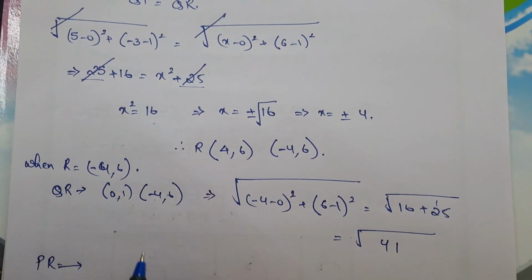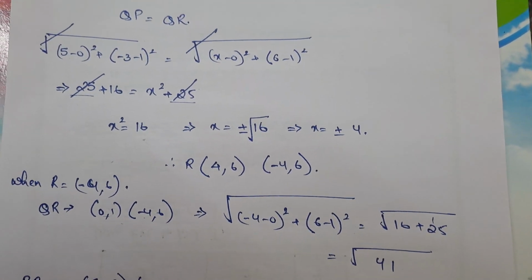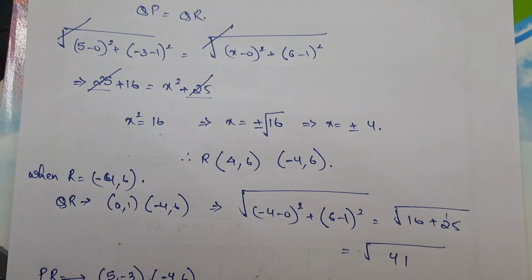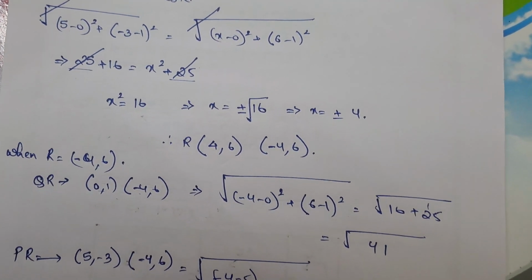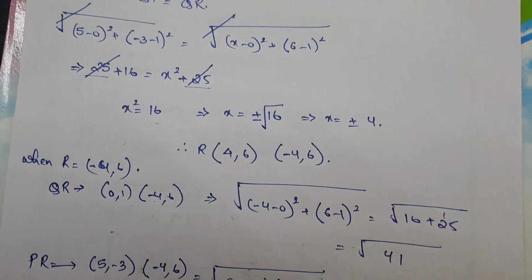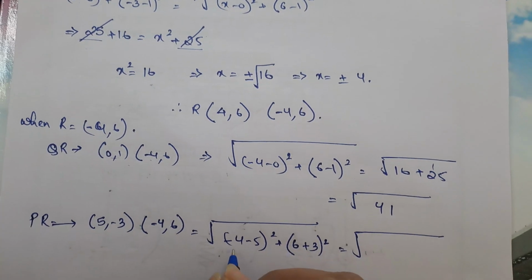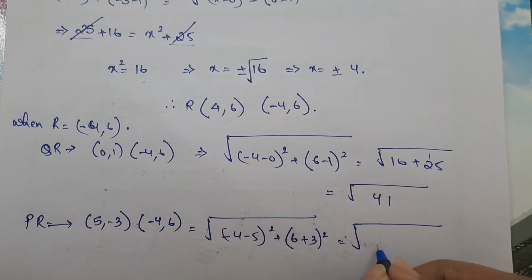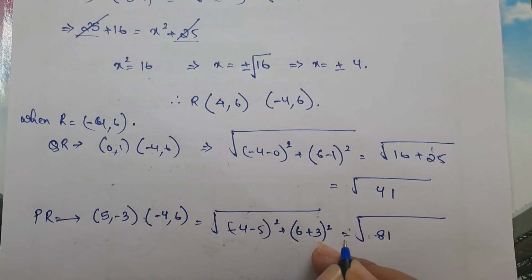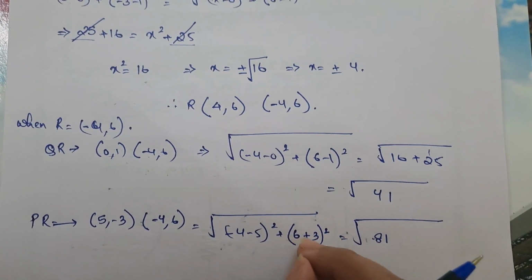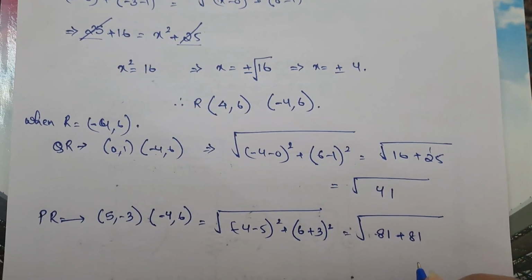PR is going to be, the P point is how much? The P point is (5, -3), and R is (-4, 6). The distance is going to be minus 4 minus 5 whole square plus 6 minus of minus 3 whole square, is equal to under root of minus 9 square, that is 81, plus 9 square, so it is 81 plus 81 is what I'm going to get.